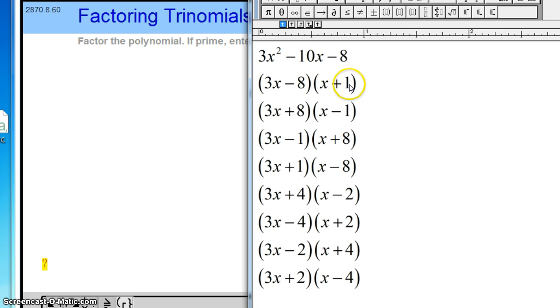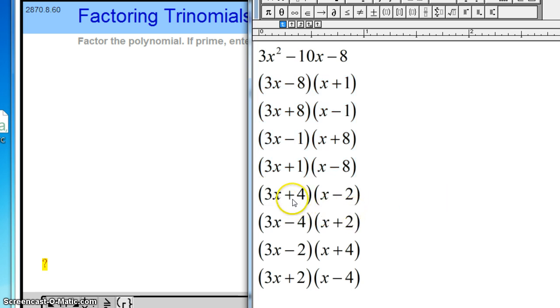So 3x times 1, that's 3x. -8 times x, that's -8x. So that's -5x, right? So that can't be it. And similarly, +8x minus 3x, that's +5x. So we're seeing a pattern here that this probably isn't going to be it. 3x times 8 is 24x, minus x is 23x. So that's not going to be it. And again, minus 24x plus x is negative 23x. So none of these are going to be it, right? So we've gotten that far.